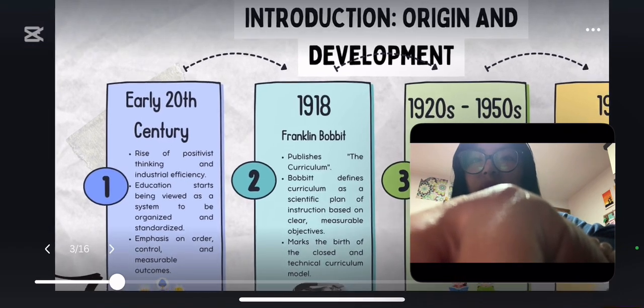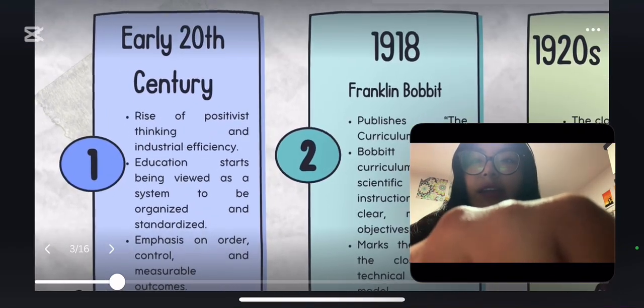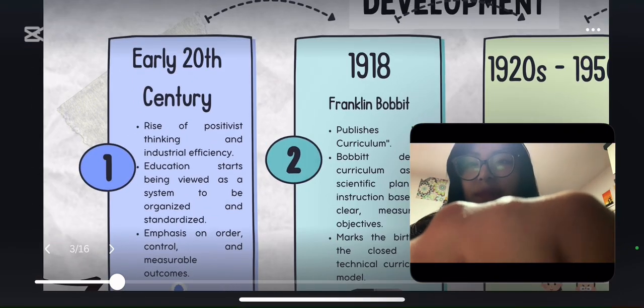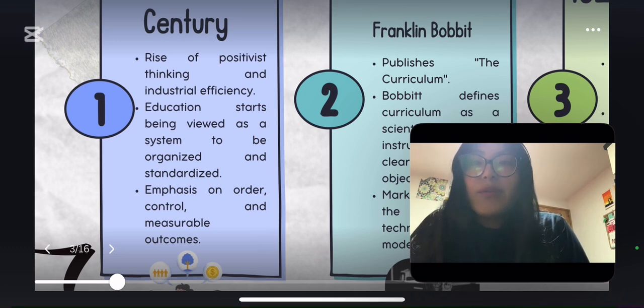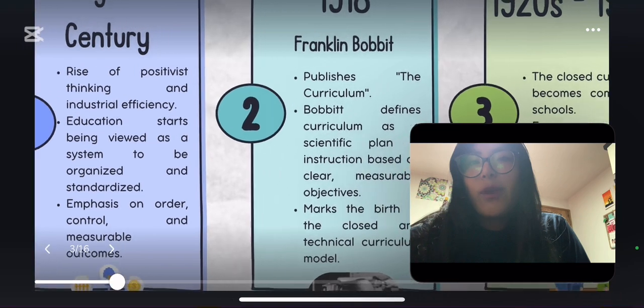Introduction, origin, and development. Early 20th century. Rise of positivist thinking and industrial efficiency. Education starts being viewed as a system to be organized and standardized. Emphasis on order, control, and measurable outcomes.